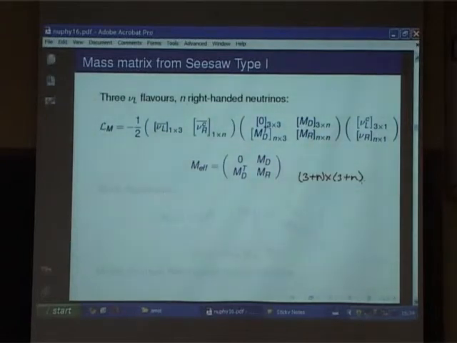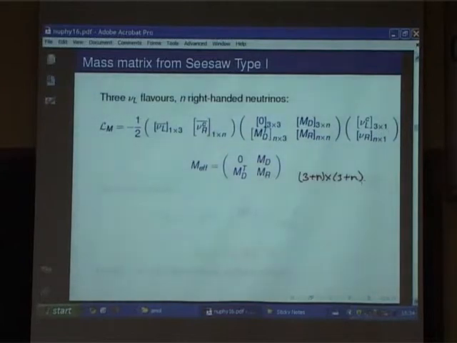So this is not our neutrino mass matrix yet. The neutrino mass matrix has to be 3 by 3. The neutrino mass matrix is a part of this big matrix. So let's see how to get to the neutrino mass matrix from this big matrix.